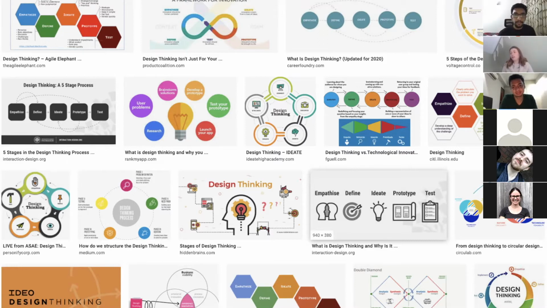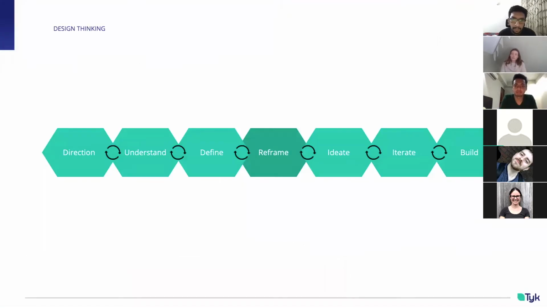We at Tyk have adopted our own version of design thinking, and that's something I'm going to walk through today. But design thinking to me is not a process, it's a mindset and a framework and a toolkit to get you thinking with the user at the heart. So at Tyk, we start off with the direction, we then move into understanding, defining, reframing, ideation, iteration, and then build. I'm going to walk through some of these steps.